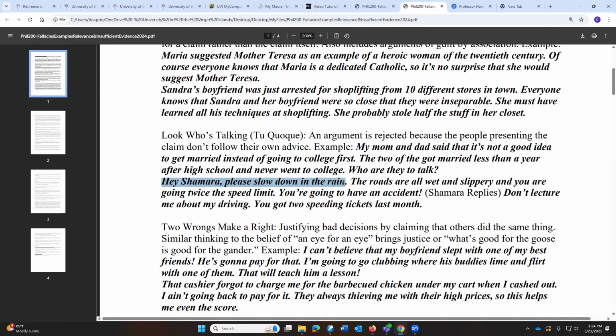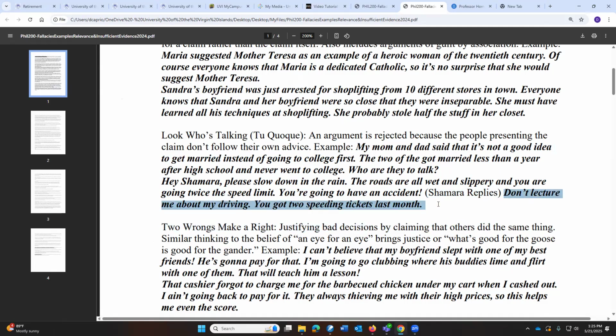Hey, Shamara, please slow down in the rain. The roads are all wet and slippery, and you're going twice the speed limit. You're going to have an accident. And then Shamara replies, don't lecture me about driving. You got 2 speeding tickets last month.